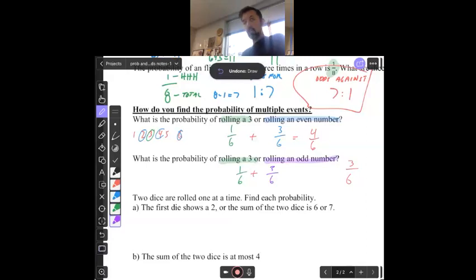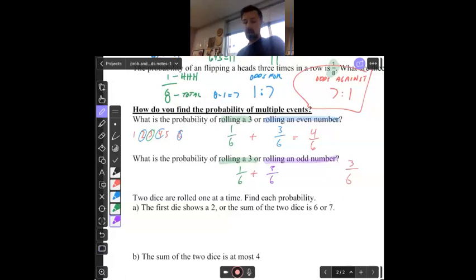Probability of rolling a 3 is 1 out of 6. Probability of rolling an odd is 3 out of 6. But 3 was one of those odd numbers. We can't add it again because we would be double counting it that way, right? Like we give it a vote because it's 3, then we give it another vote because it's odd. We're letting it count twice, right? Letting it vote twice, right?